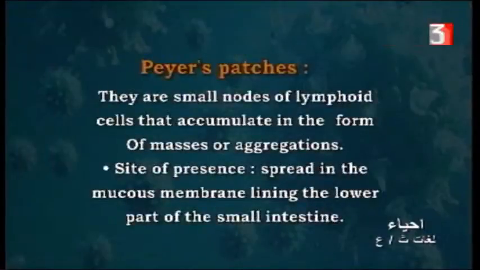What are the Peyer's patches? Peyer's patches are small nodes of lymphoid cells that accumulate in the form of masses or aggregations. Peyer's patches spread in the mucous membrane and are found in the lower part of the small intestine. And Peyer's patches protect the human against any foreign body that enters.